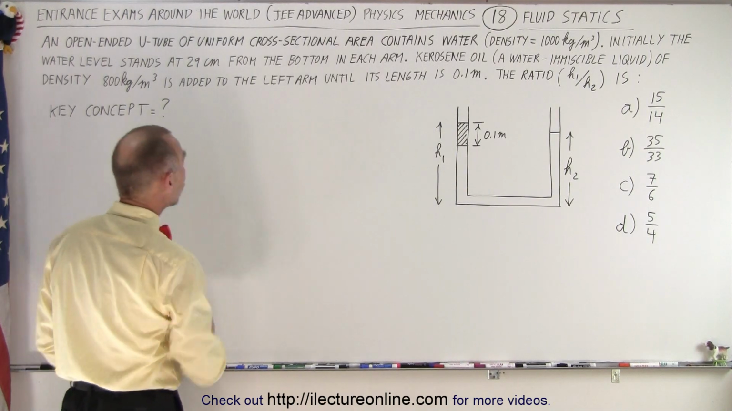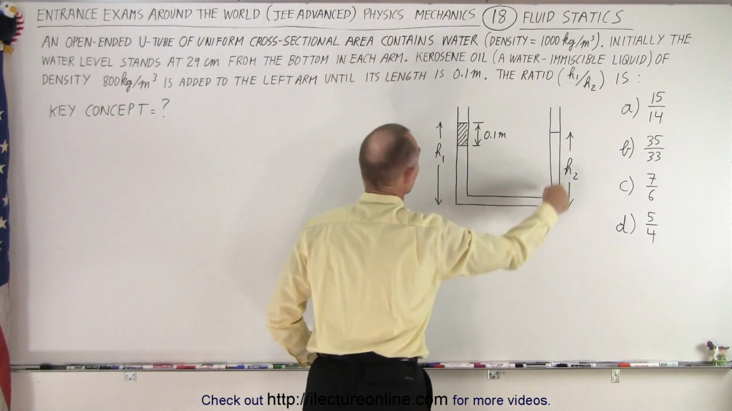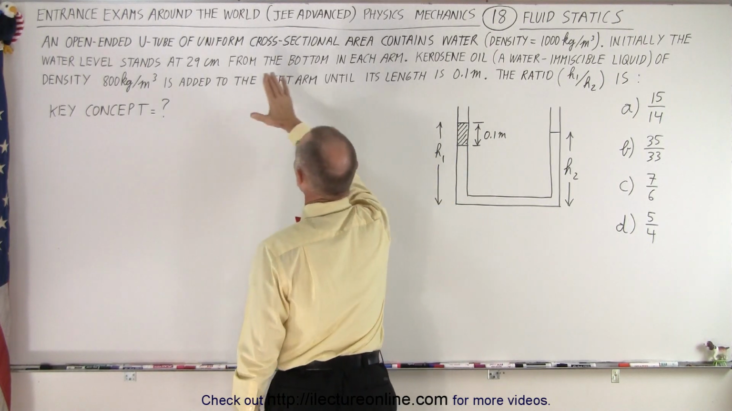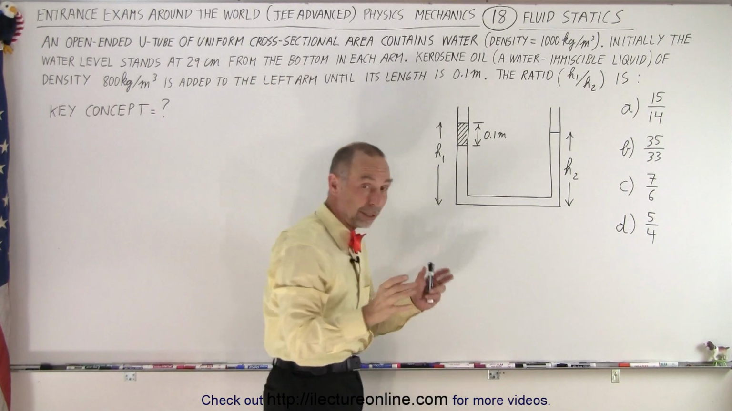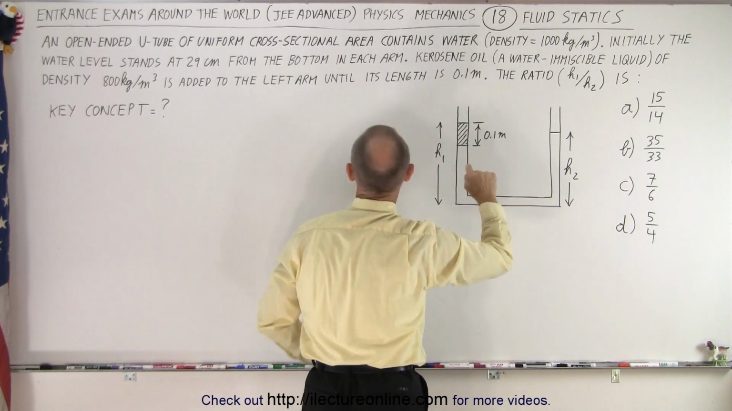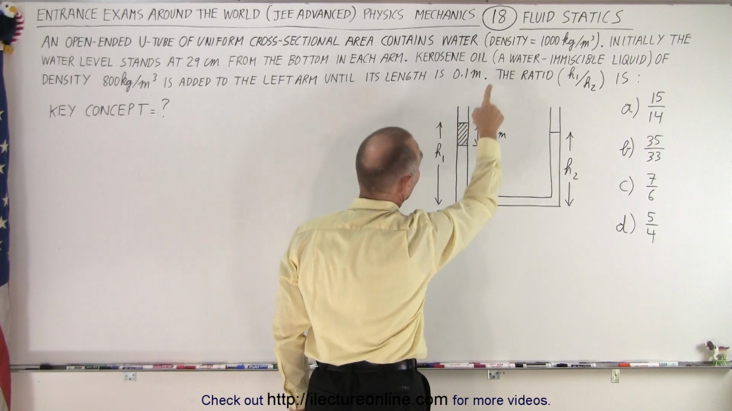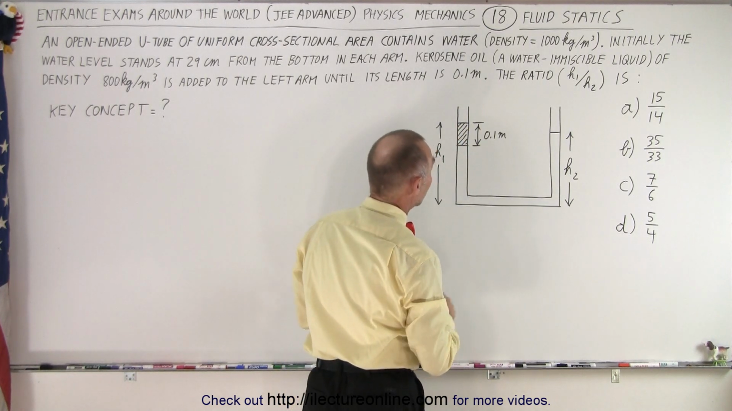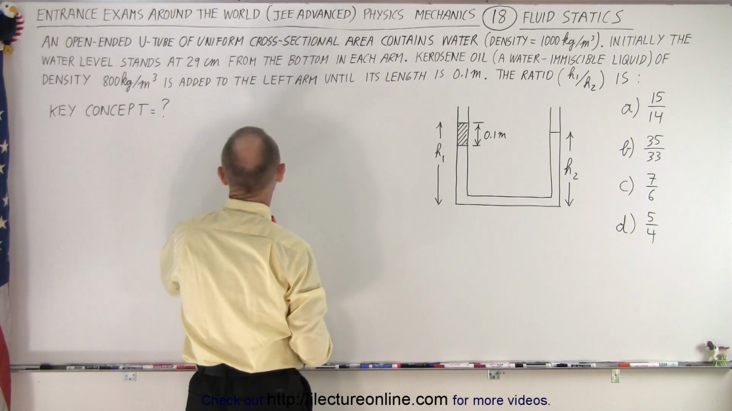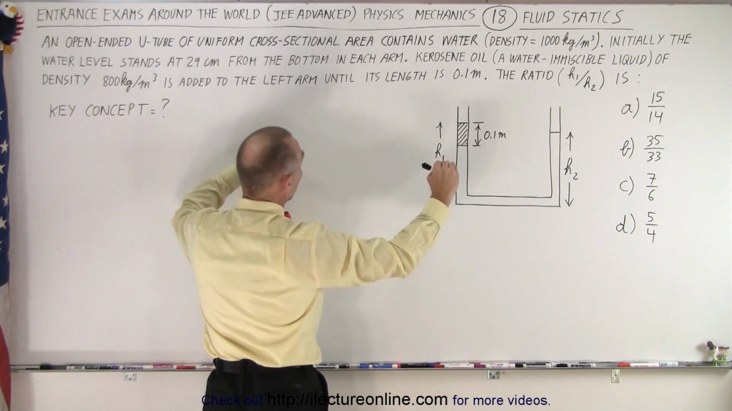We have an open-ended U-tube right here. Of uniform cross-sectional area, that's really important. So the cross-sectional area of the U is the same everywhere. It contains water that has a density of 1,000 kilograms per cubic meter. And initially, the water level stands at 29 centimeters from the bottom in each arm.